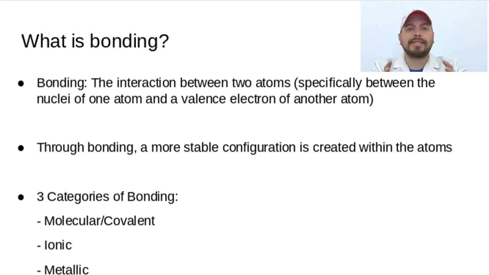Now, bonding is the interaction between two atoms, specifically the nuclei of one atom and the valence electrons of another atom, and the nuclei of that other atom with the valence electrons of the first atom. So in other words, there's a mutual attraction for valence electrons of each atom. What that does is create a more stable, and this is key, a more stable configuration than each atom was in previously.